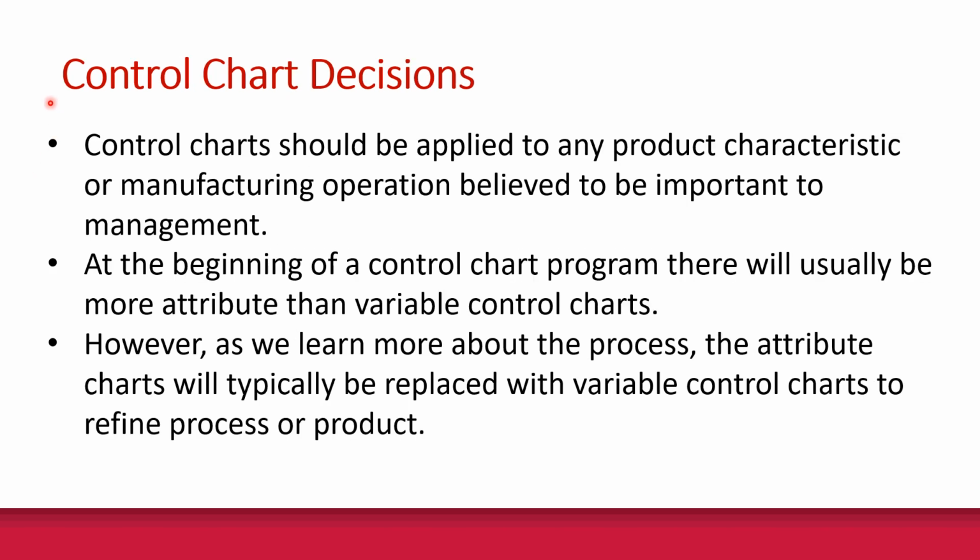Control charts should be applied to any product, characteristic, or manufacturing operation believed to be important to management. At the beginning of a control chart program, there will usually be more attribute than variable control charts. However, as we learn more about the process, the attribute charts will typically be replaced with variable control charts to refine the process or product.